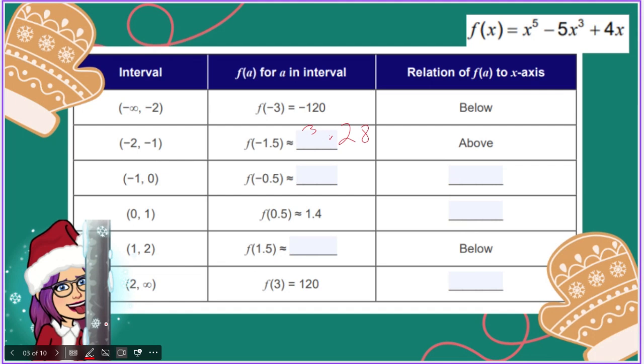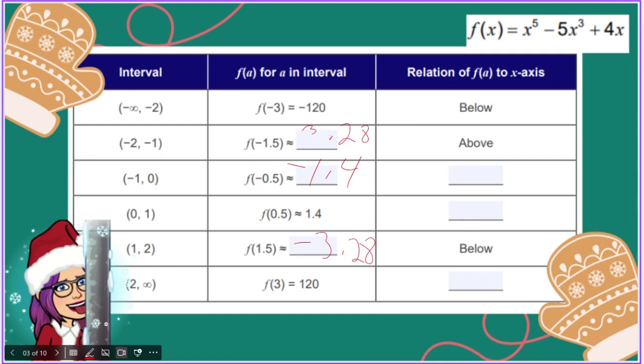And then the next one is going to be negative 1.4. Okay. Then the next one is already positive 1.4. And then the 1.5 is going to be a negative 3.28. And then we have a positive 120.